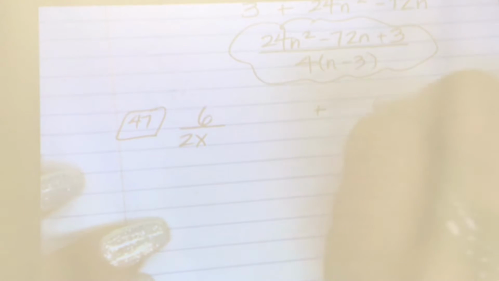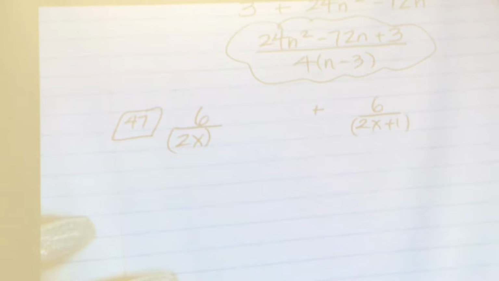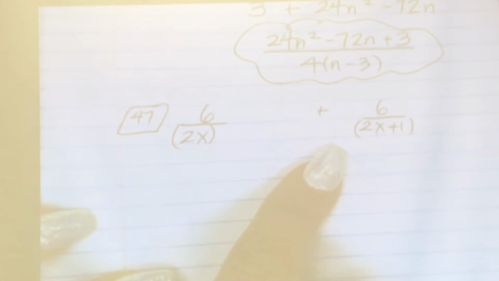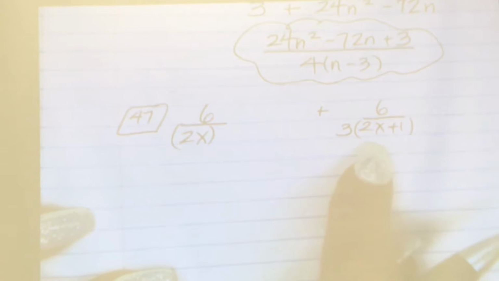Six over 2x plus 6 over 2x plus 1. Let's go ahead and put parentheses over that. Let's see if you fall for it. Does this guy have a 2x? Does this guy have a 2x? Does this guy have a 2x?